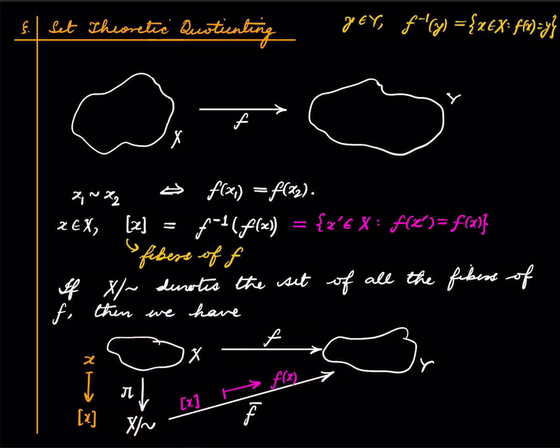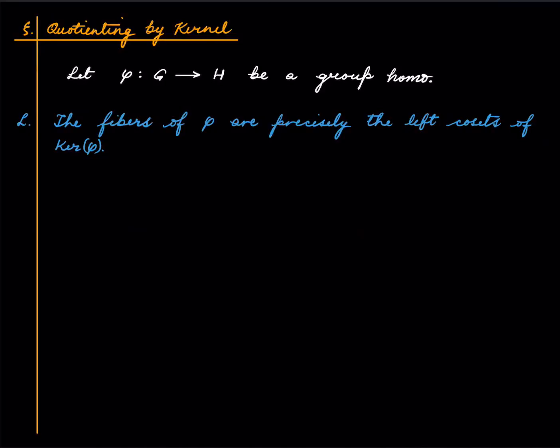So this is a very, very basic fact. There's nothing very deep going on. It's just a set theoretic fact, and I would like to call it set-theoretic quotienting. We have quotiented out the set X by the fibers of the map f. Okay. So now let us see how we upgrade that, or use that, in the setting of our group theoretic machinery. So let phi be a group homomorphism.